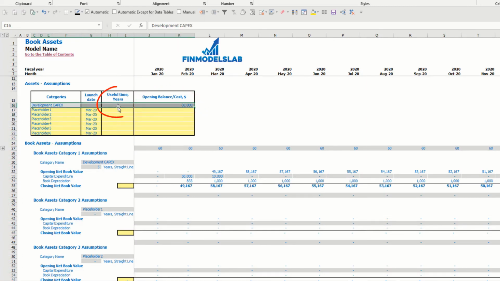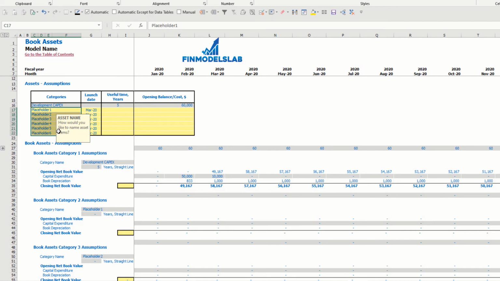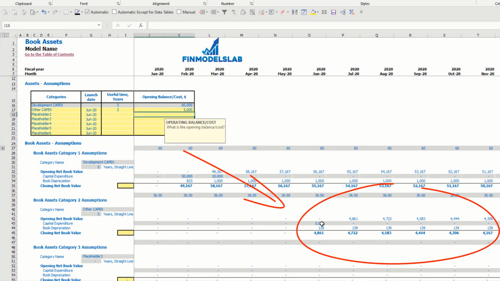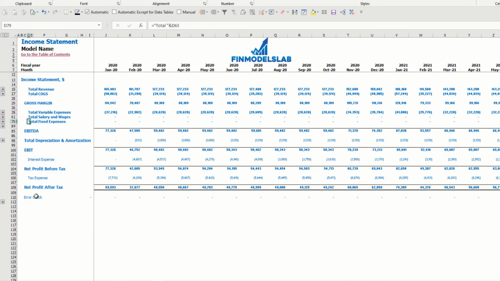By default, the useful life for development CAPEX is 5 years, so you may see the calculation of depreciation and closing net book value. You are also able to input up to 6 other assets, for example, other CAPEX, with a launch date, for example, June, with 3 years of useful life, with a $5,000 cost. You may see the calculation here. So in this tab you have the calculation of capital expenditure, book depreciation, and closing net book value. The total amounts you may see in the income statement tab in the depreciation section.